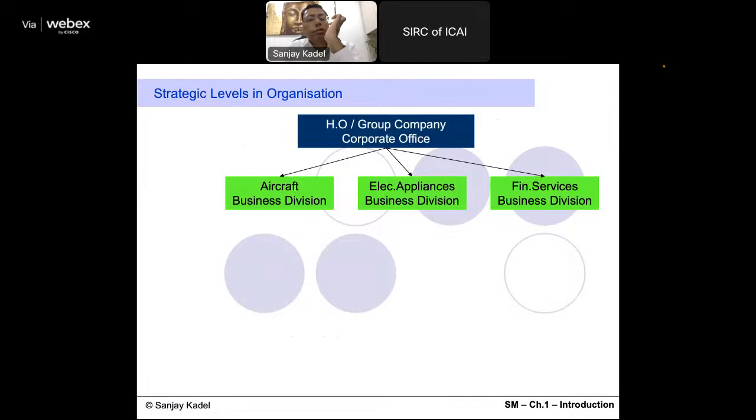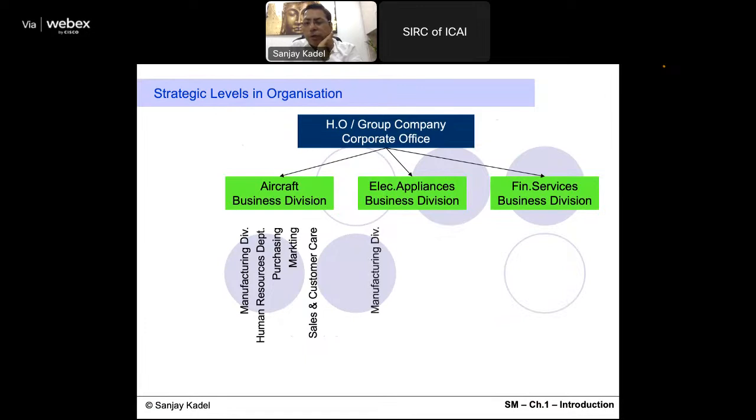Under each of these divisions, you will have different functions. So different functions may relate to manufacturing, it can relate to human resources, it can relate to purchasing, it can relate to marketing, it can relate to sales and customer care, or it can relate to some other functions also. Similarly, the other business division will also have its own set of functions. Say, for example, again, manufacturing division for electrical appliances, human resource department, purchasing, marketing, sales and customer care. Financial services business division may have its own set of functions.